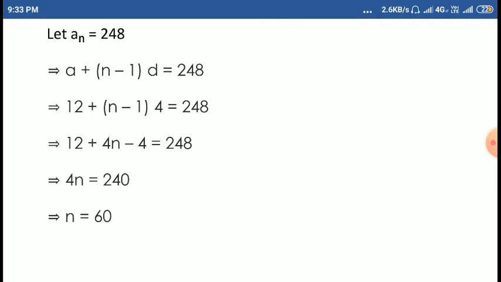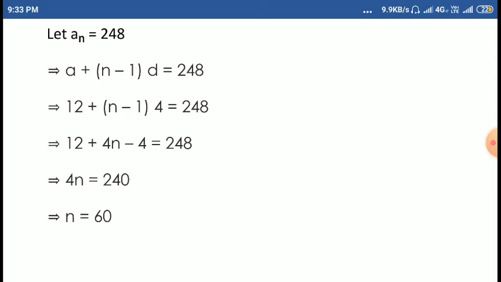So now we can substitute the value of a and d. a plus n minus 1 into d: 12 plus n minus 1 into 4 equal to 248. If you simplify the left hand side and open the bracket, it will be 4n minus 4 equal to 248. So on the left hand side, 4n remains, and 12 minus 4 is 8. So 8, if you bring it from the left to the right hand side of this equation, it becomes minus.